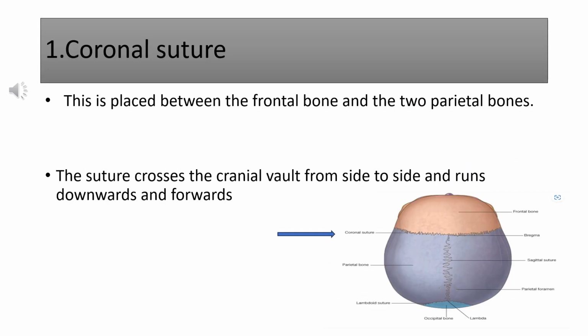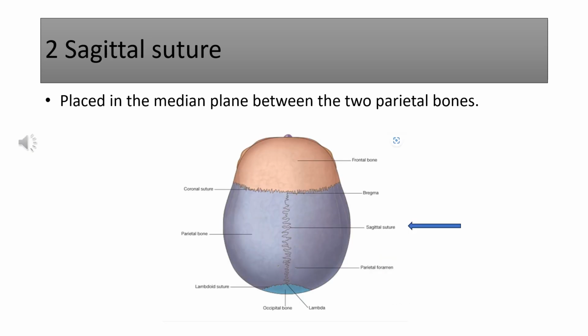So first of all, the coronal suture. Coronal suture is placed between the frontal bone and the two parietal bones, and this suture crosses the cranial wall from side to side and runs downwards and forwards. And next is sagittal suture, and sagittal suture is placed in the median plane between the two parietal bones, that's on the center.